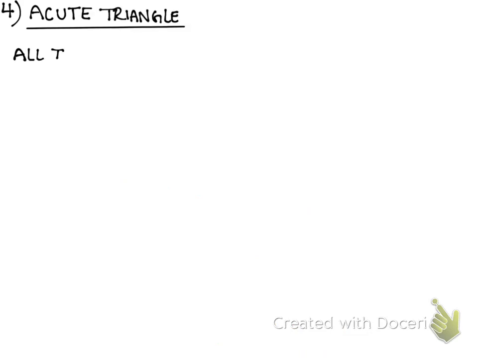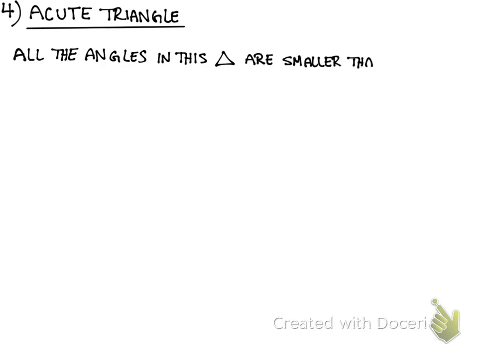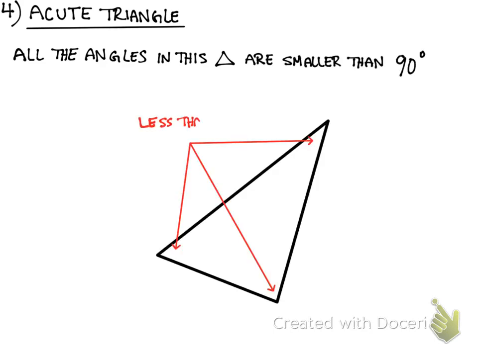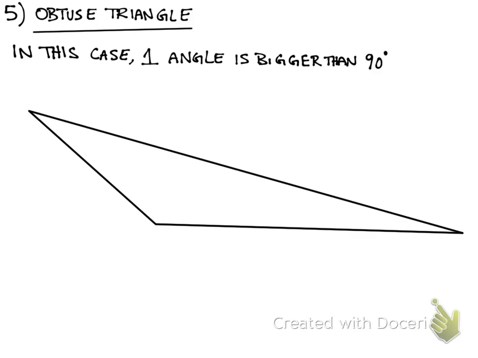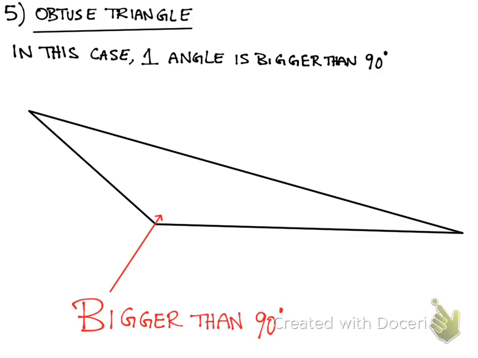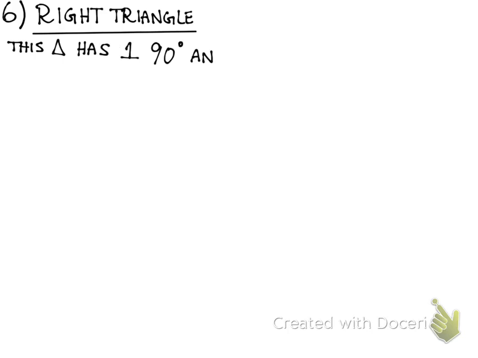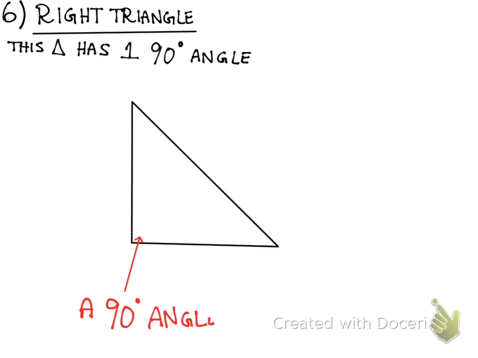Now we're going to talk about the acute triangle. The acute triangle is very simple. All the angles inside the triangle have to be less than 90 degrees. The obtuse triangle, in this case, one of the angles must be bigger than 90 degrees. Basically, that angle has to be obtuse. The right triangle. This triangle has a 90 degree angle in it.